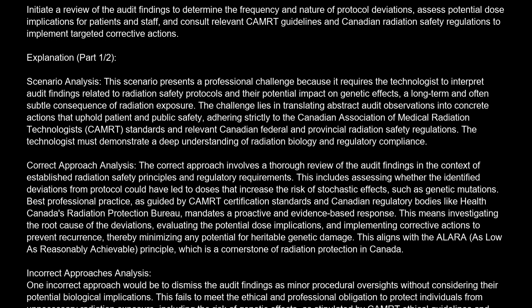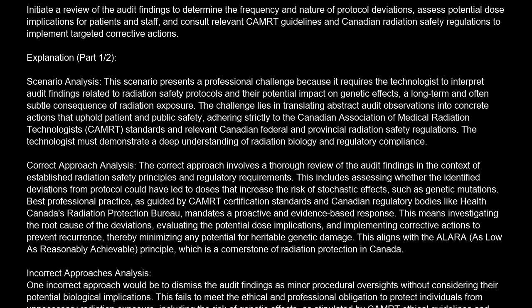Correct approach analysis. The correct approach involves a thorough review of the audit findings in the context of established radiation safety principles and regulatory requirements. This includes assessing whether the identified deviations from protocol could have led to doses that increase the risk of stochastic effects, such as genetic mutations. Best professional practice, as guided by CAMRT certification standards and Canadian regulatory bodies like Health Canada's Radiation Protection Bureau, mandates a proactive and evidence-based response.